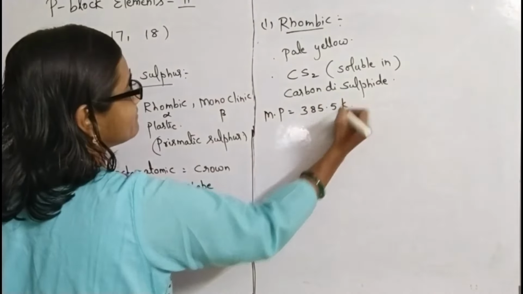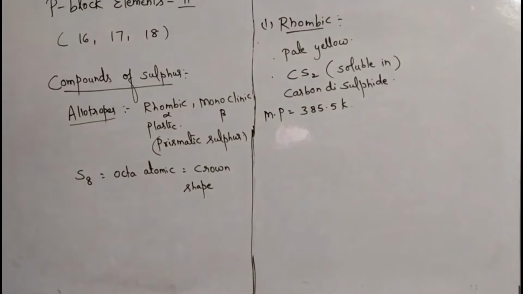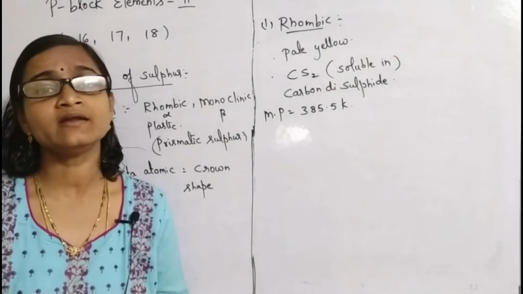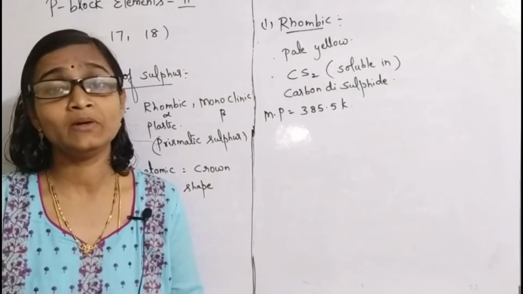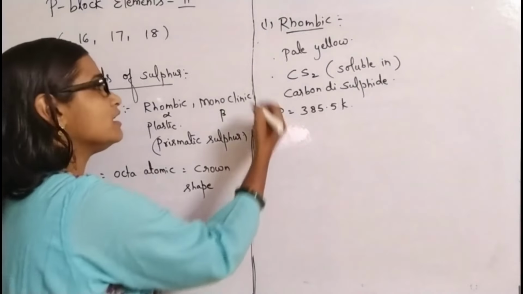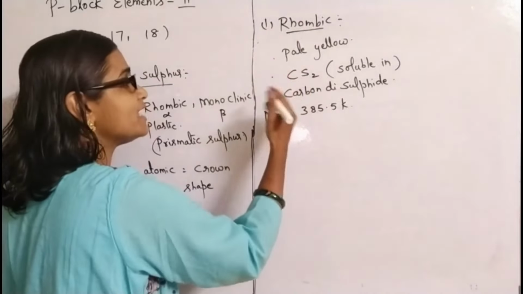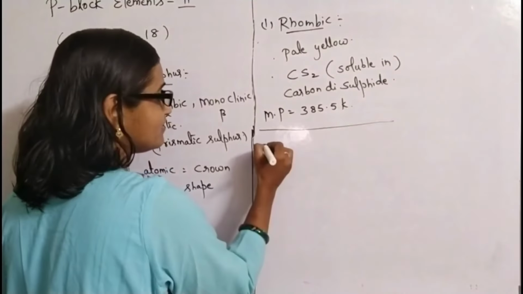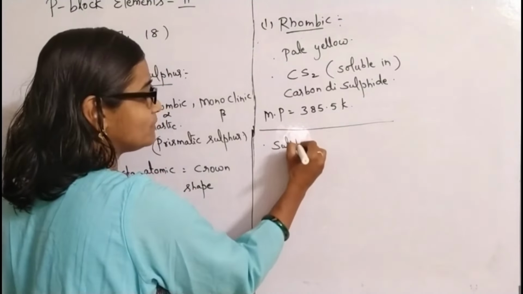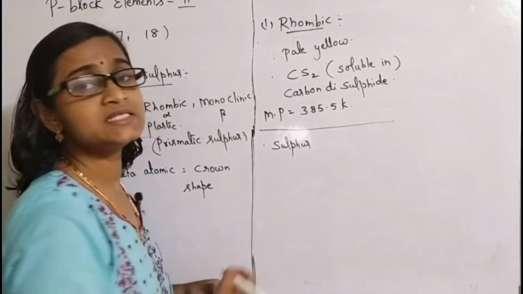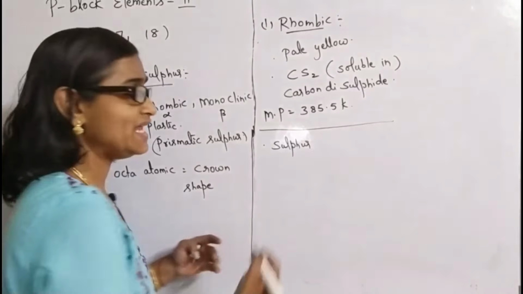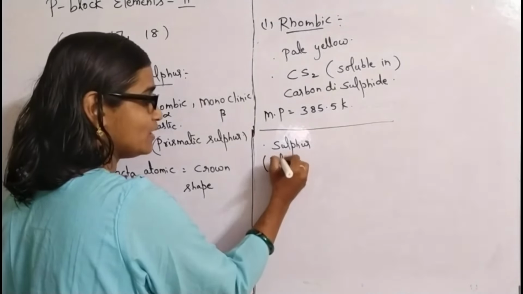385.5 Kelvin. Okay, it has a high melting point. Generally, if you are heating sulfur, it melts, catches fire and burns with a blue colored flame. I am not speaking only about rhombic, but generally about sulfur. Sulfur burns with what? Blue colored flame. Sulfur is actually pale yellow colored.